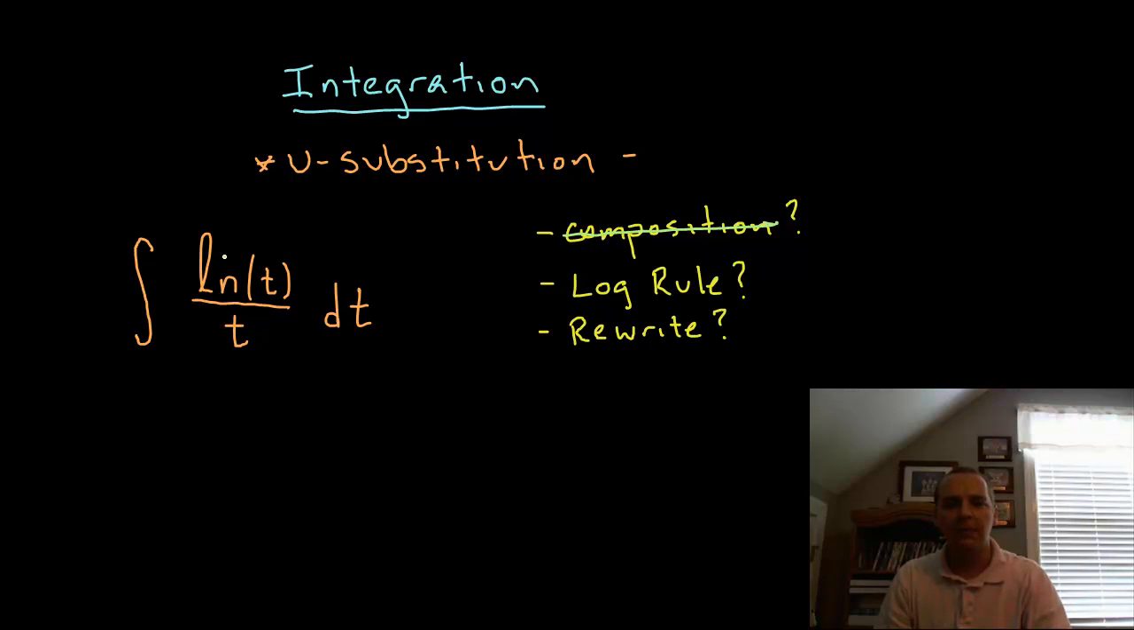Now, it is still a fraction, which could still hint at it being the log rule, but notice that natural log of t is not the derivative of t, and normally you have to have that format of du over u to be the log rule, and that's not what we have either. So it looks like that's out.